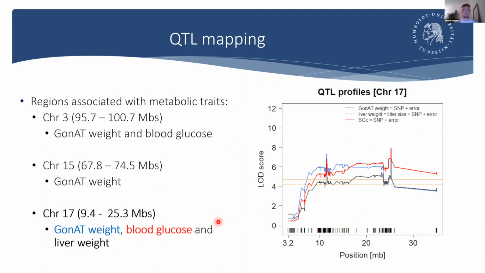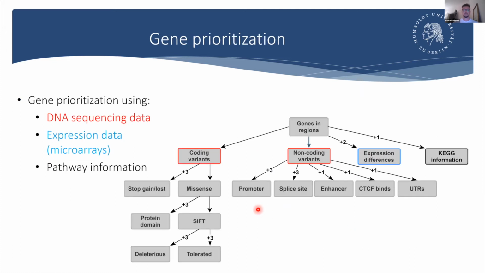In particular, the QTL on chromosome 17 is represented in the figure. And as we can see, the region is quite large, up to 20 megabases. So since we identified quite large regions associated with our traits, we perform a prioritization of the genes in each QTL region. For the prioritization, we use three different lines of evidence, in particular, whole genome sequencing data from the parental lines, DS1 and DS2, gene expression data from microarrays, and pathway informations.